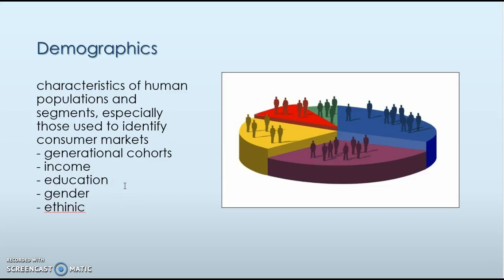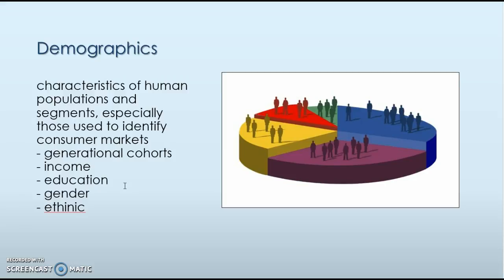So, demographics. Demographics are characteristics of human population and segments, especially those used to identify consumer markets. Generational cohorts. Generational cohorts are the same generation group, such as Generation X, Y, Z, Millennials, and Baby Boomers. They are the same group of people who share the same habits, whether it's the same income, education, spending methods, and so forth.